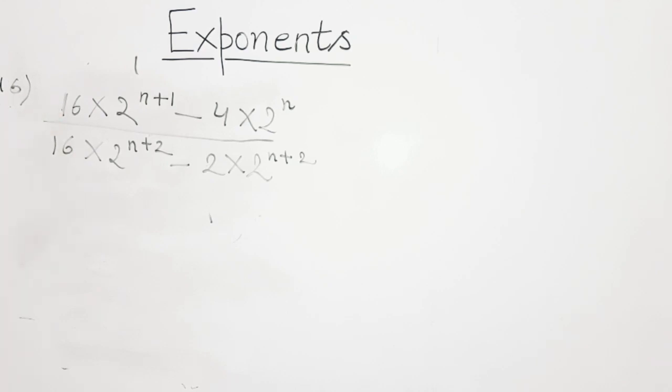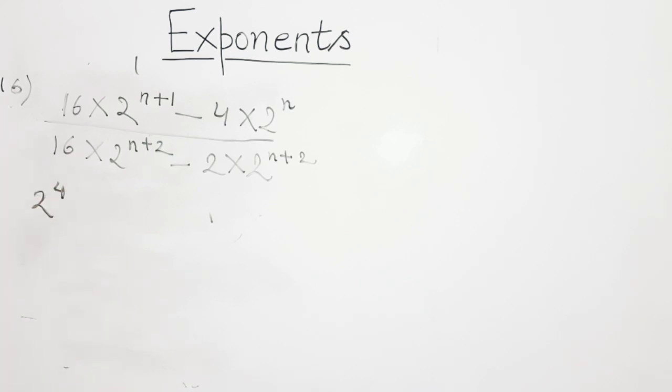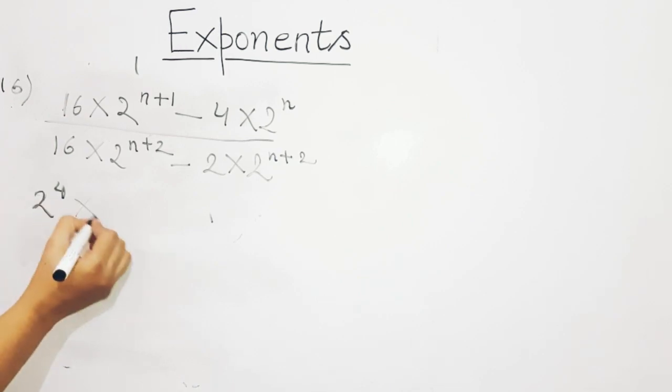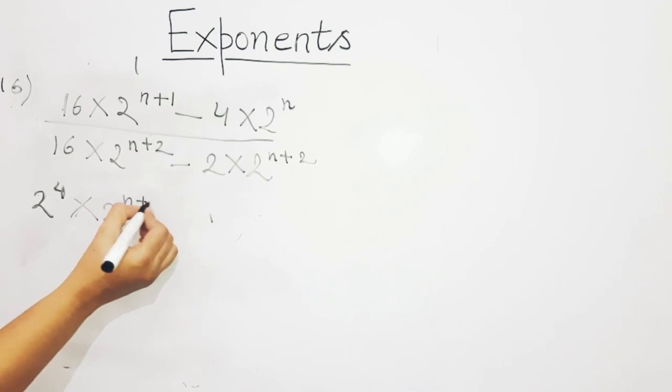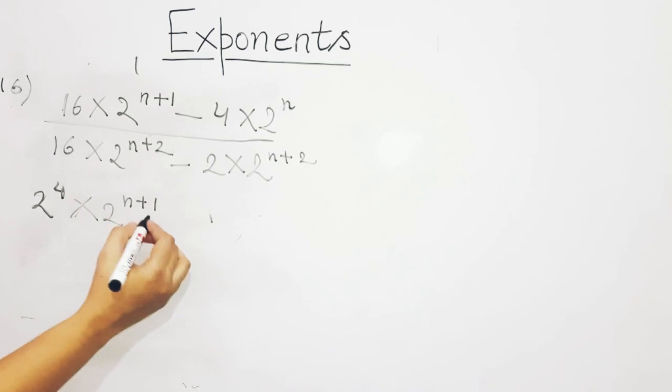So 16 can be written as, what can we write 16 as? We can write 16 as 2 to the power of 4. What can you write? 2 to the power of 4. Why can 16 be written as 2 to the power of 4? We can write it as 2 to the power of 4 because if we multiply 2 four times it is 16. 2 twos are 4, 4 twos are 8 and 8 twos are 16. Multiplied by 2 to the power of n plus 1, right? Multiplied by 2 to the power of n plus 1.